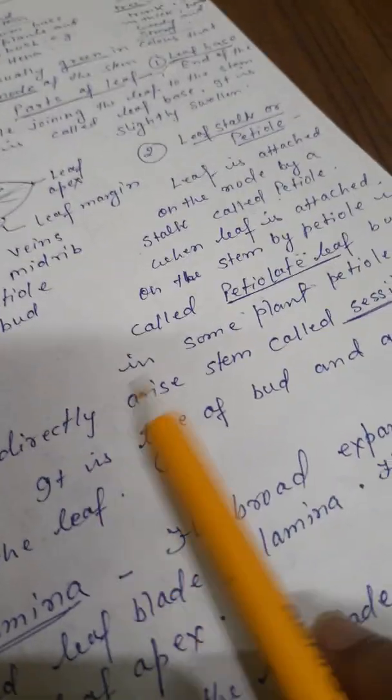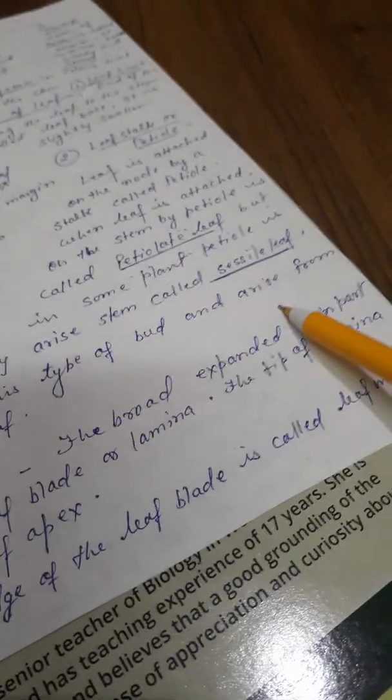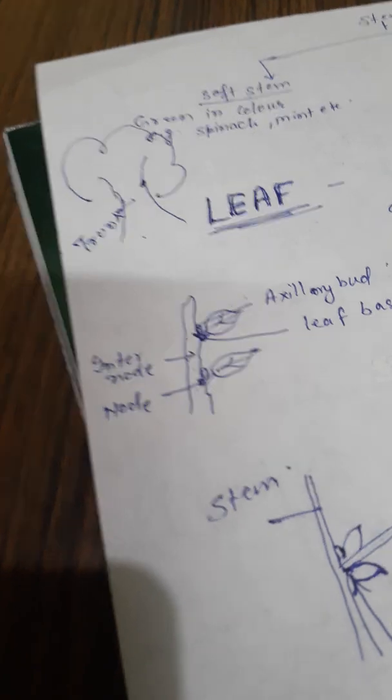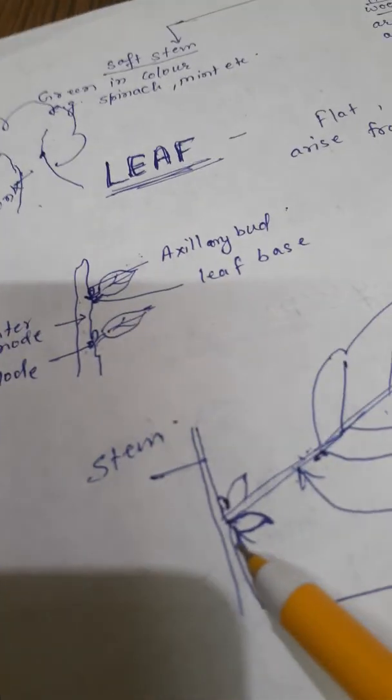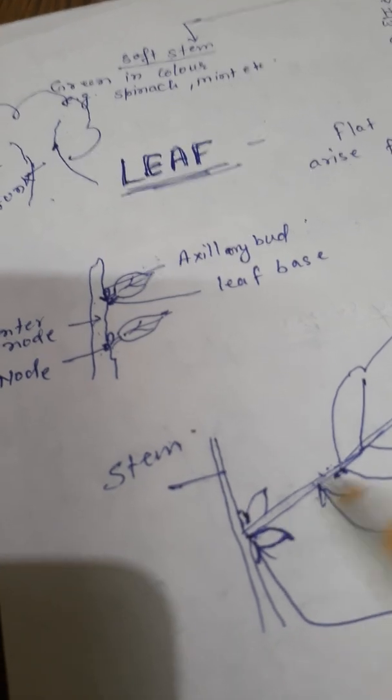Repeat again. It is a type of bud and arises from the axil of the leaf. Look here, this picture. This is axillary bud, arising from the axil of the leaf.